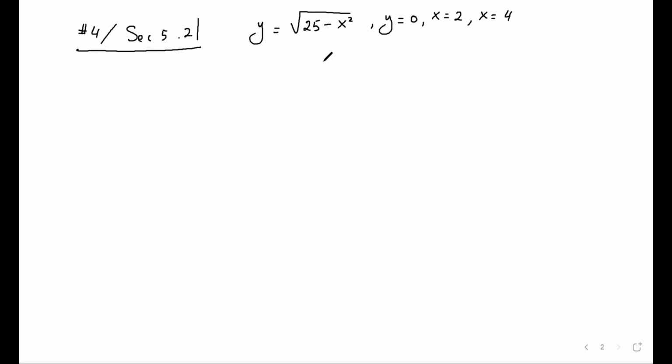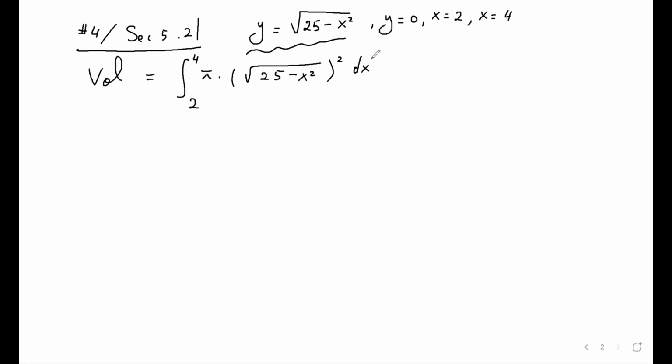All right, so this is yet another function that's very interesting. In fact, this, folks, is a circle if you graph it. I'm not going to worry about it because it's not needed. So if you want to calculate the volume, what you simply have to do is say an integral from 2 to 4 of pi times f of x, which is this guy here, squared. So that will be the square root of 25 minus x squared, dx.